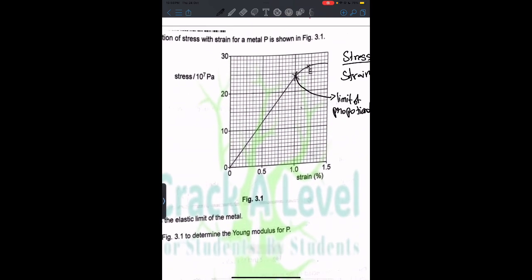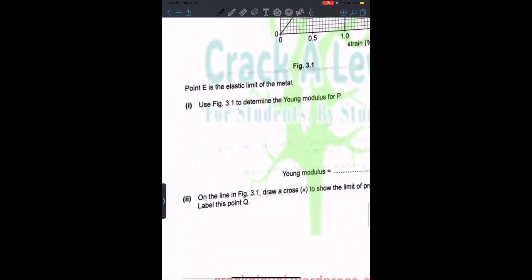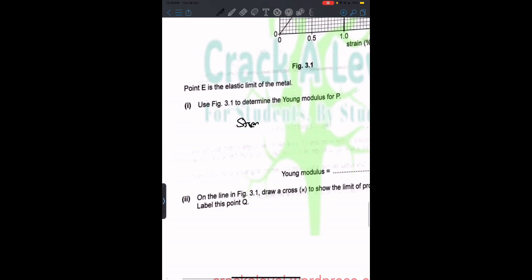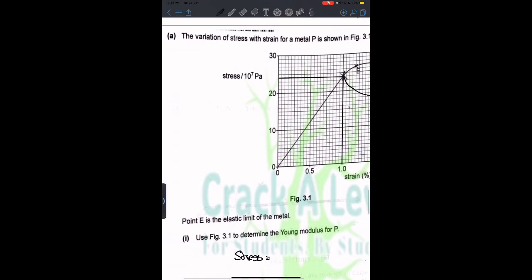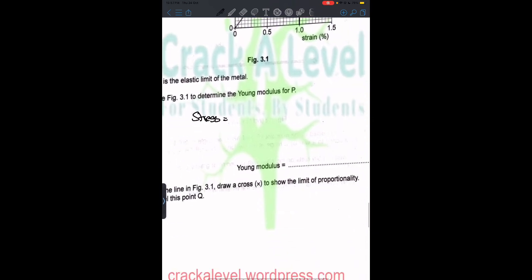So if you look at it, it's very simple. You need to find the gradient. It's here, and it's here. Okay, so stress, we'll write stress. What do we have as the stress? So it's about 10, 20, and I'm assuming that's 25, so that's 24. But be careful, there's a unit written here. That's not just 24, that's 24 times 10 to the power 7.